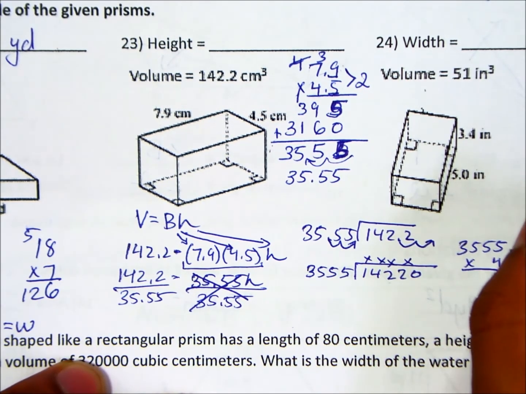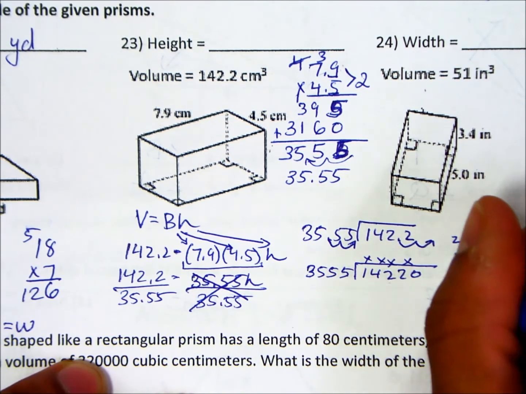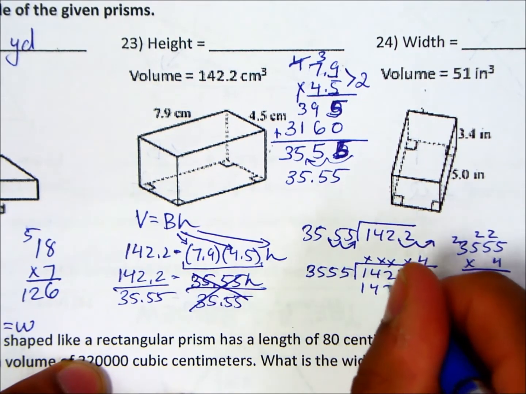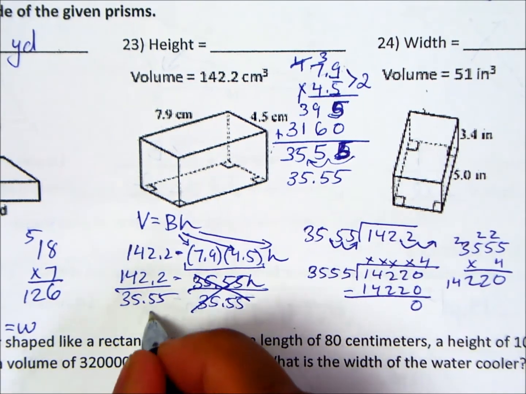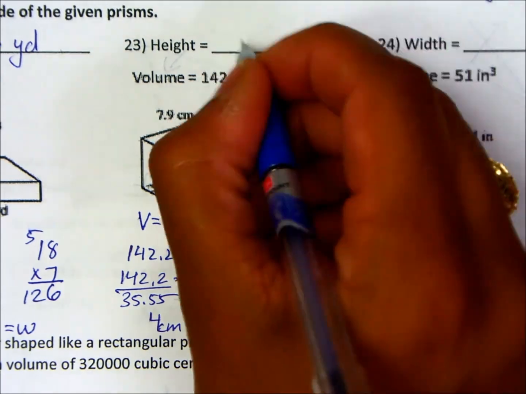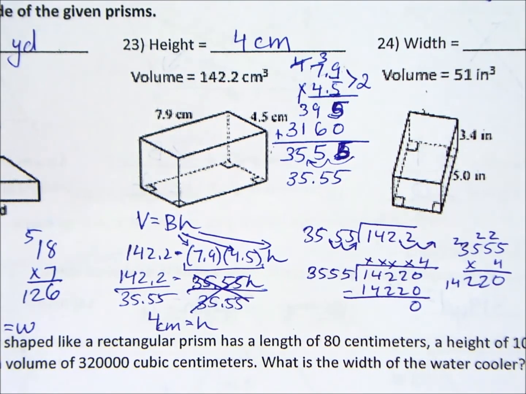Let's try 4. Look at that. Almost like magic how perfect it works. Wasn't that a nice pretty 4 times? So I got 4 centimeters is equal to my height. Whew! It's a lot of work, but we can take care of it. Just take it step by step every single time.